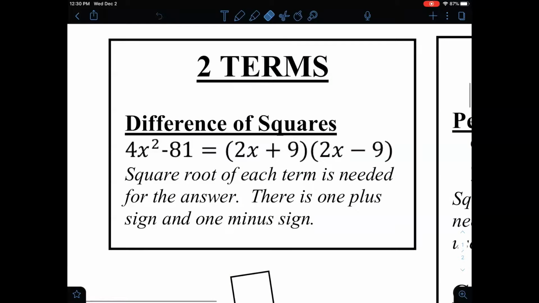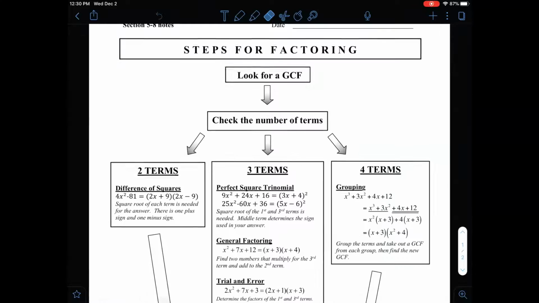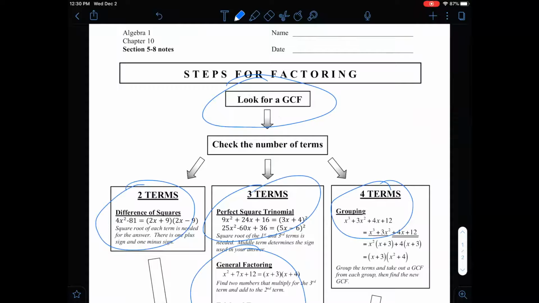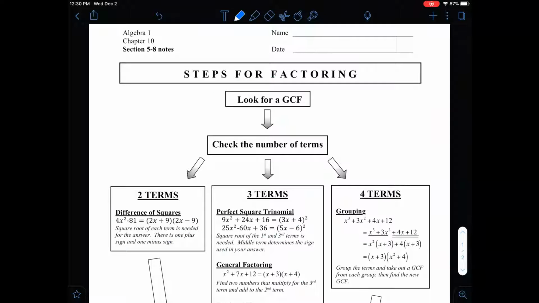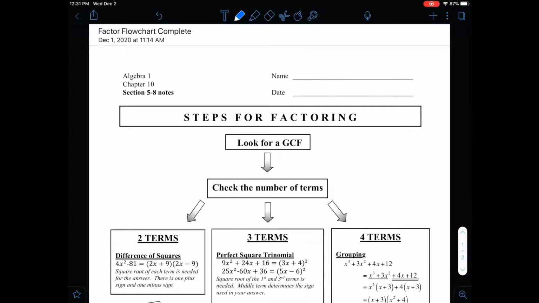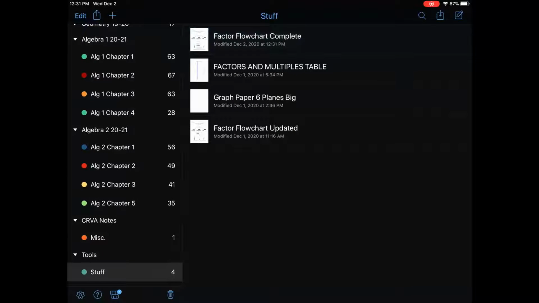The factor flow chart will explain how you go through factoring here, okay? So the first thing we always look for is a GCF, and then after that we check the number of terms. So yesterday we did difference of squares and we did grouping, and today we're going to be doing these ones right here, okay? Which is 2 terms, 3 terms, 4 terms, it's a perfect square trinomial, general factoring, and trial and error. Okay, which is all generally going to be what we're working with today.